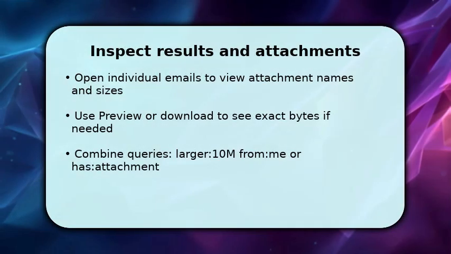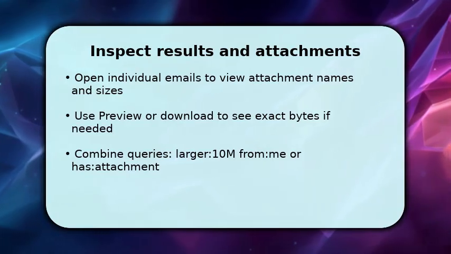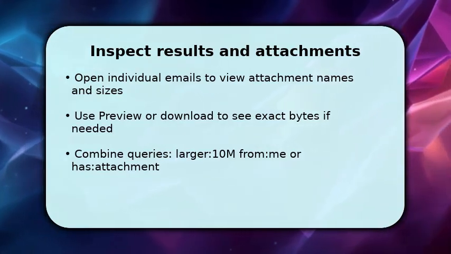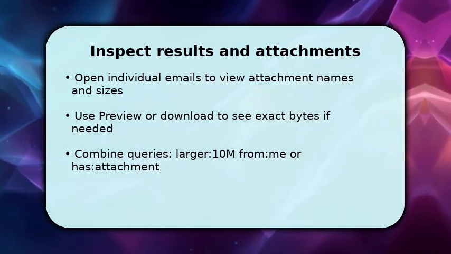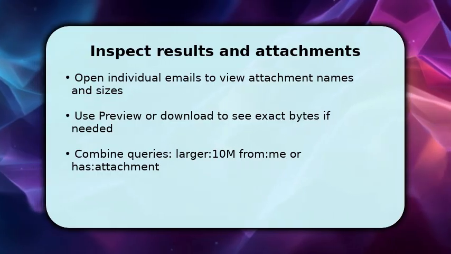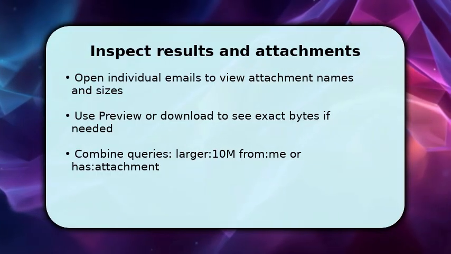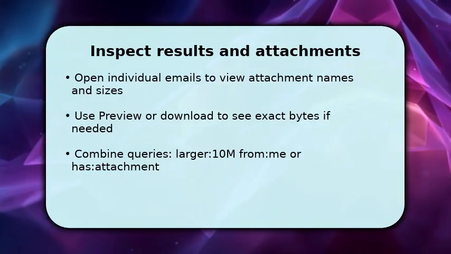Once results appear, you open each email to inspect attachments and message content. Gmail shows attachment names and usually file sizes beside them so you know what's large. If sizes aren't visible, click Preview or download the file. The download dialog reports exact bytes.